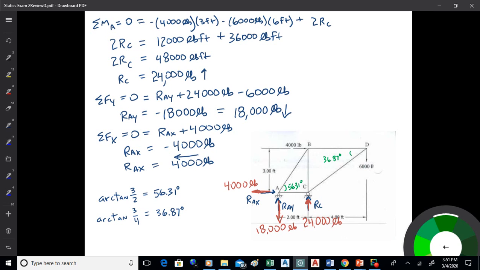So what I'm doing there, I'm treating the truss as one whole object, and I'm finding the reactions at the supports of the truss. I'm also finding the angles on the different members there. Questions on that?